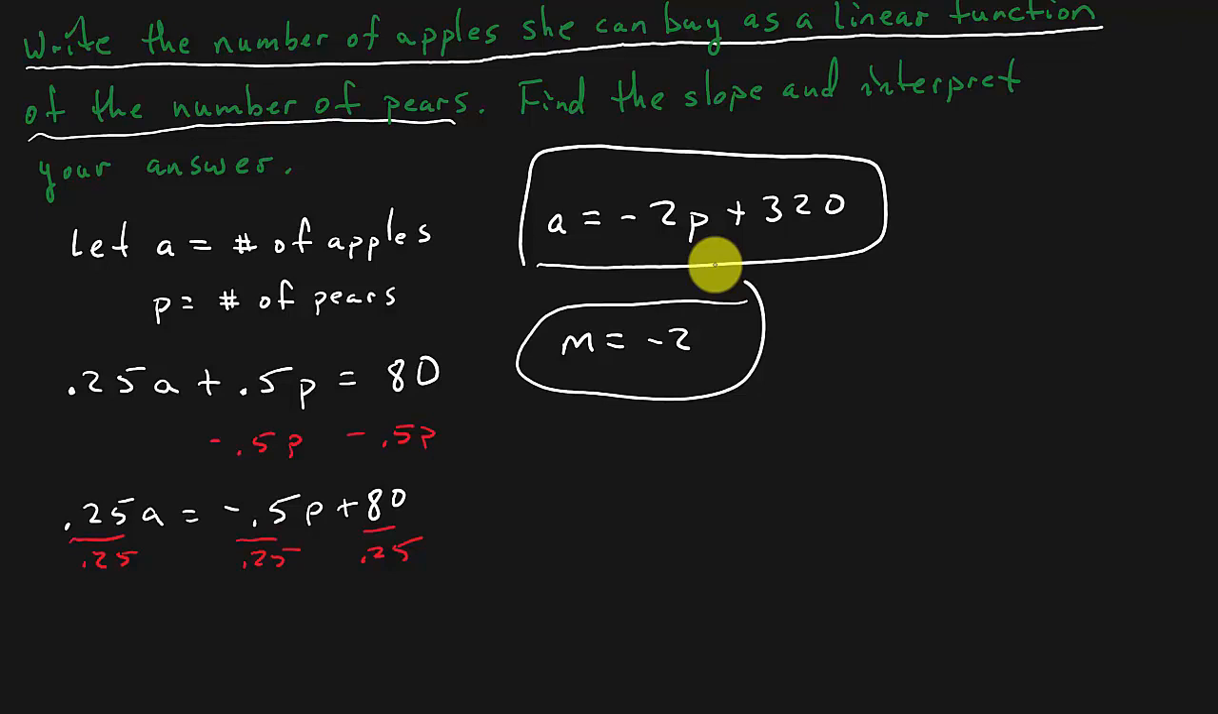All right. And this kind of makes sense though, don't it? Because the cost of a pear is twice the cost of an apple. And that gives us the slope of negative 2. Okay. So that the explanation I gave, I don't know if you understood it. I hope you did. But yeah, I mean, that's it.